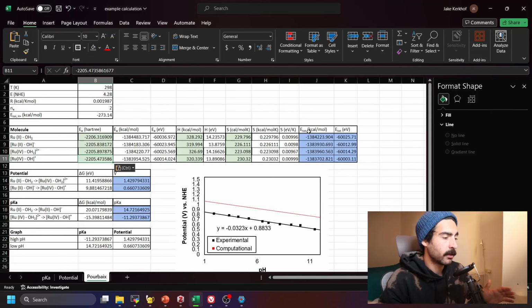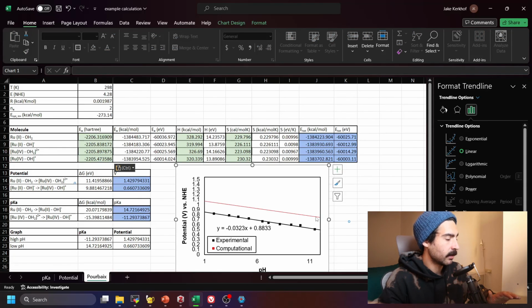So we have total energy in terms of kcals per mole, which is used to calculate the pKa. We have total energy in terms of electron volts to calculate our potential. And then these points are plotted on the graph, where the low pKa is associated with the high potential, and the high pKa is associated with the low potential. And we can see this red line is our computational Pourbaix line, where a proton-coupled electron transfer reaction is occurring.